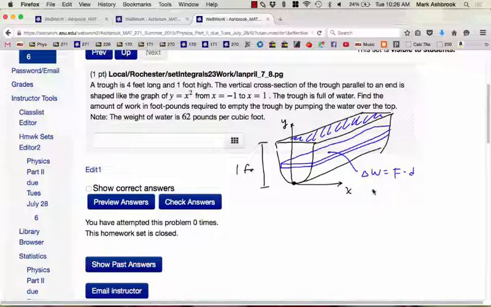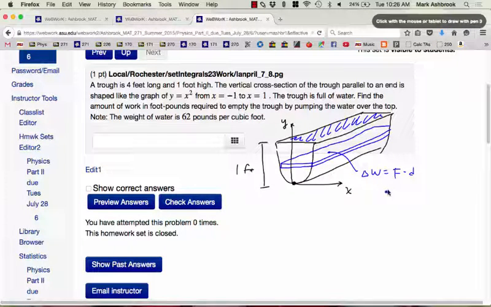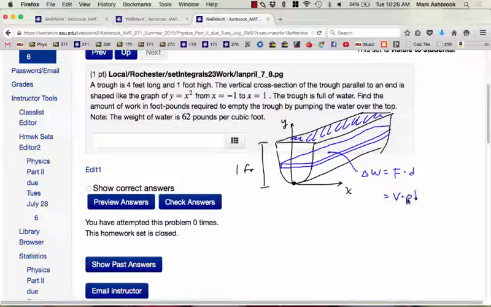Okay, so we got this typical layer. It's going to be delta W equals FD. So what's the force? It's going to be the volume times the weight density. Same thing as the last problem. I'm just using that symbol now. So what's the volume of this? Pi r squared h? No, it's length with depth. Length times width times height times the distance it has to go. So the length is this. We'll call that the length. That's 4.